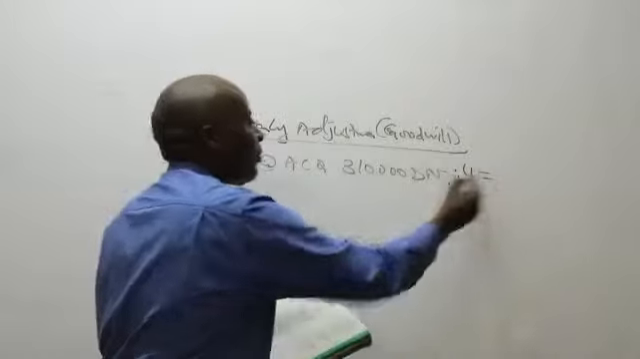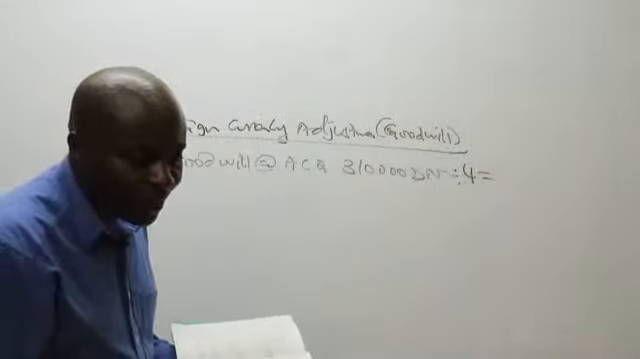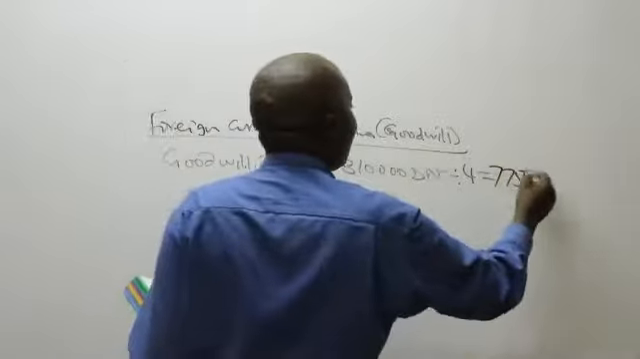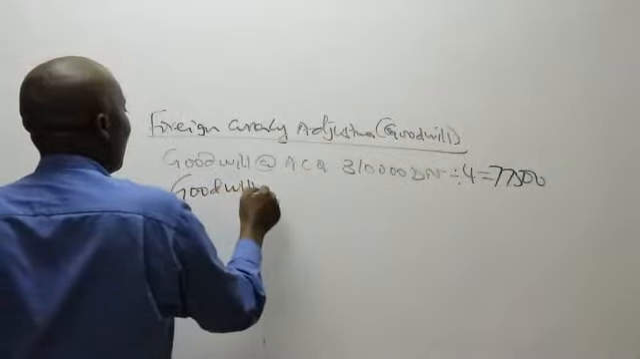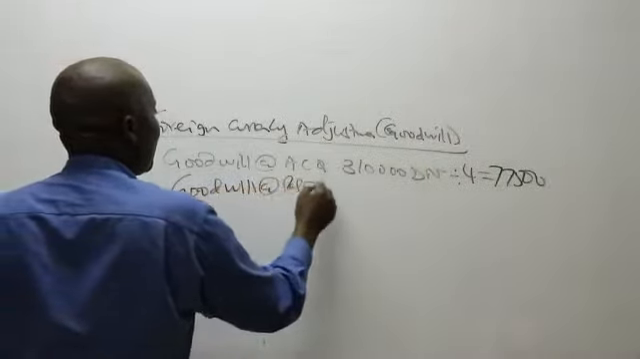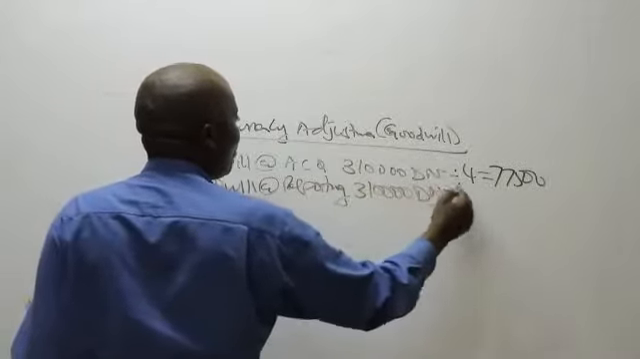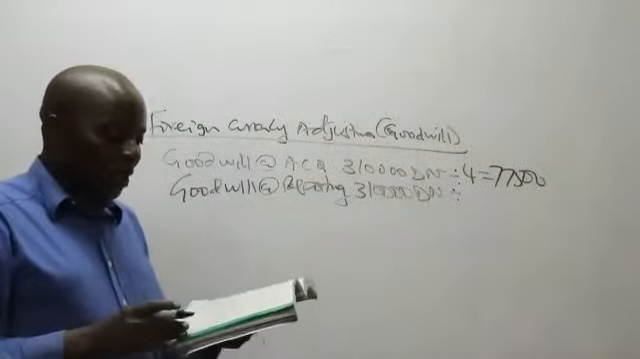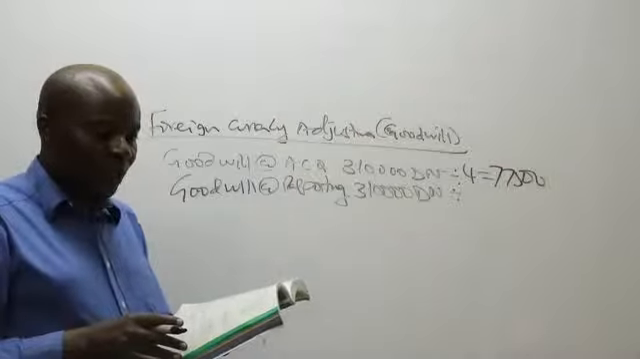Thank you very much. Please give me a figure. 77,500. Thank you very much. And then now we have goodwill at reporting. So goodwill at reporting was also 310,000 DN. But I would want to translate this. Could you kindly help me translate this? Which rate should I use?